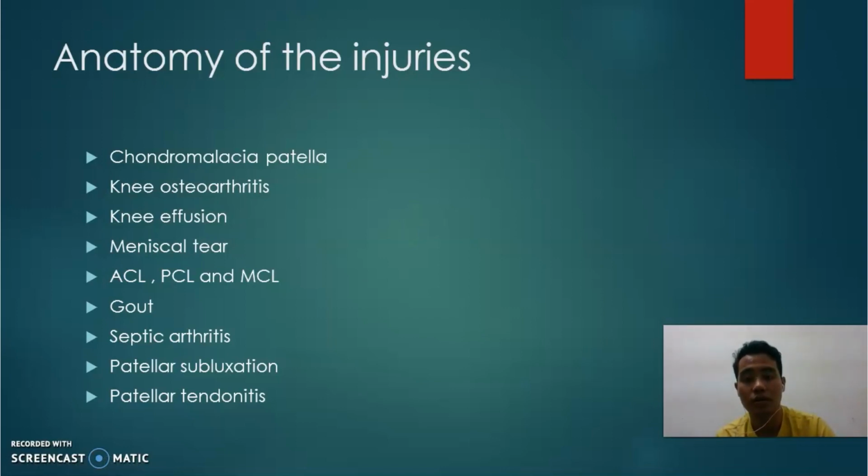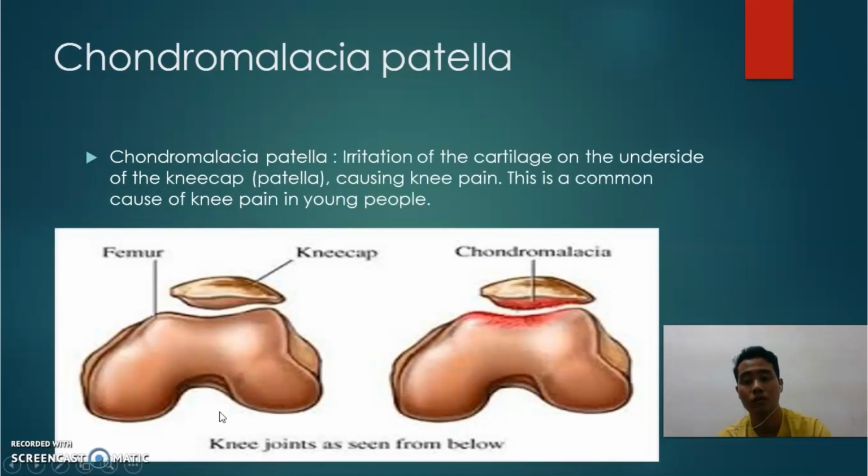I did research and I found nine injuries. First is chondromalacia patella, knee osteoarthritis, knee effusion, meniscal tear, ACL, PCL, and MCL, gout, septic arthritis, patella subluxation, and patella tendonitis. Okay, what is chondromalacia patella?